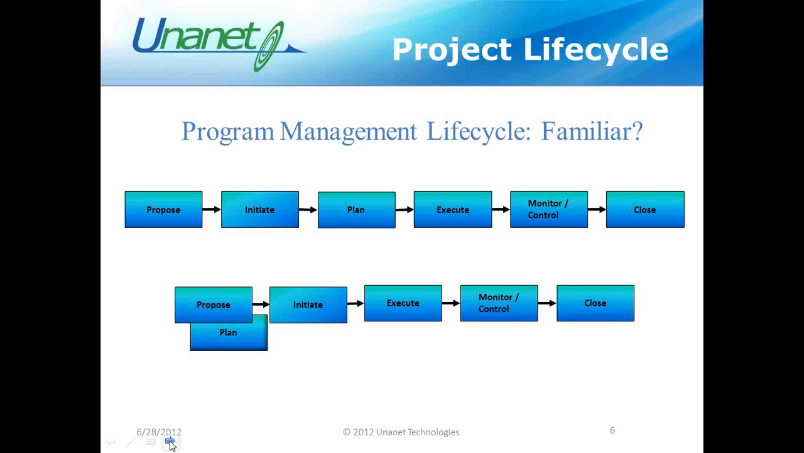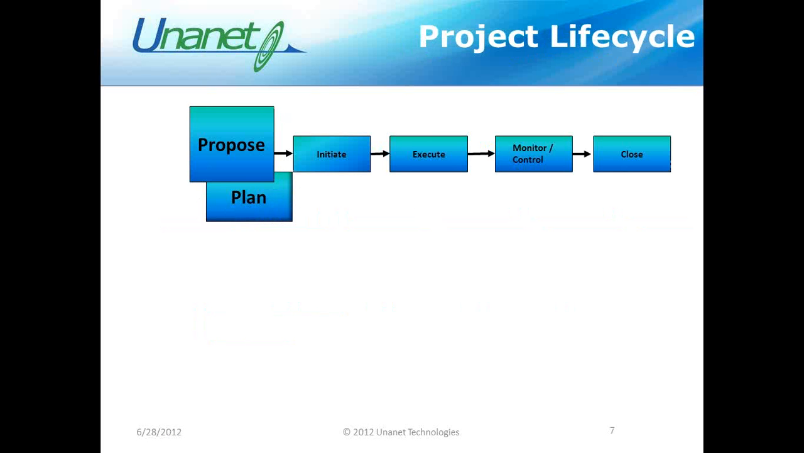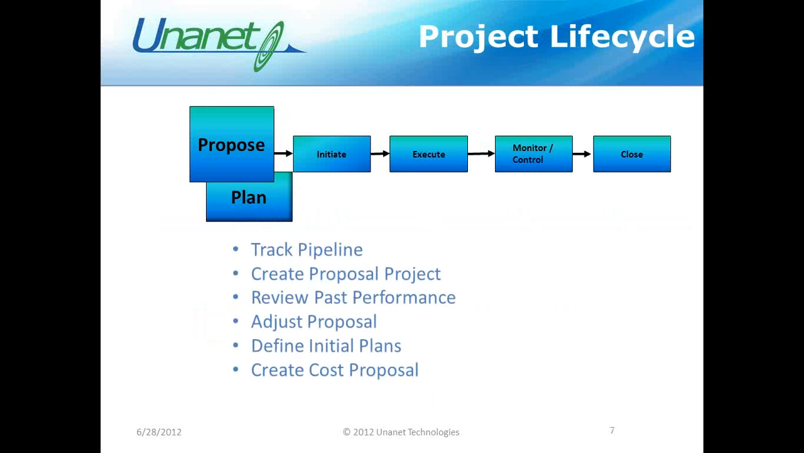So even for internal non-billable projects such as R&D proof of concept, planning would instead replace the proposal stage, still using the Unanet tool for the project. So let's take a closer look. So what's going to happen in this propose/plan stage in the life cycle here?